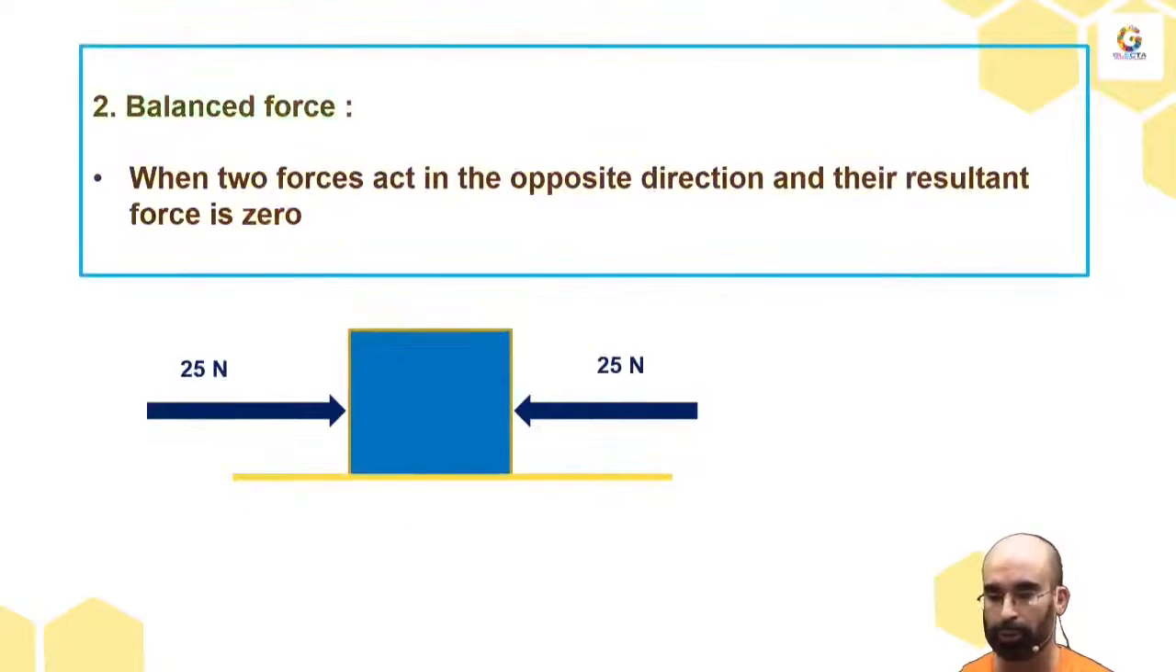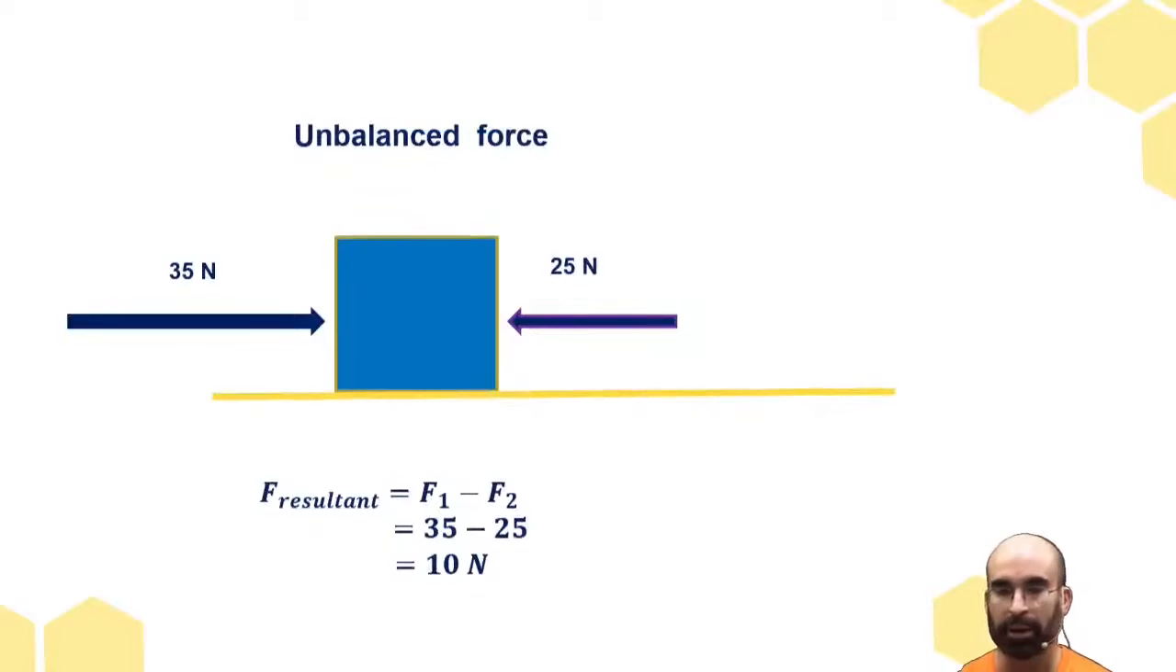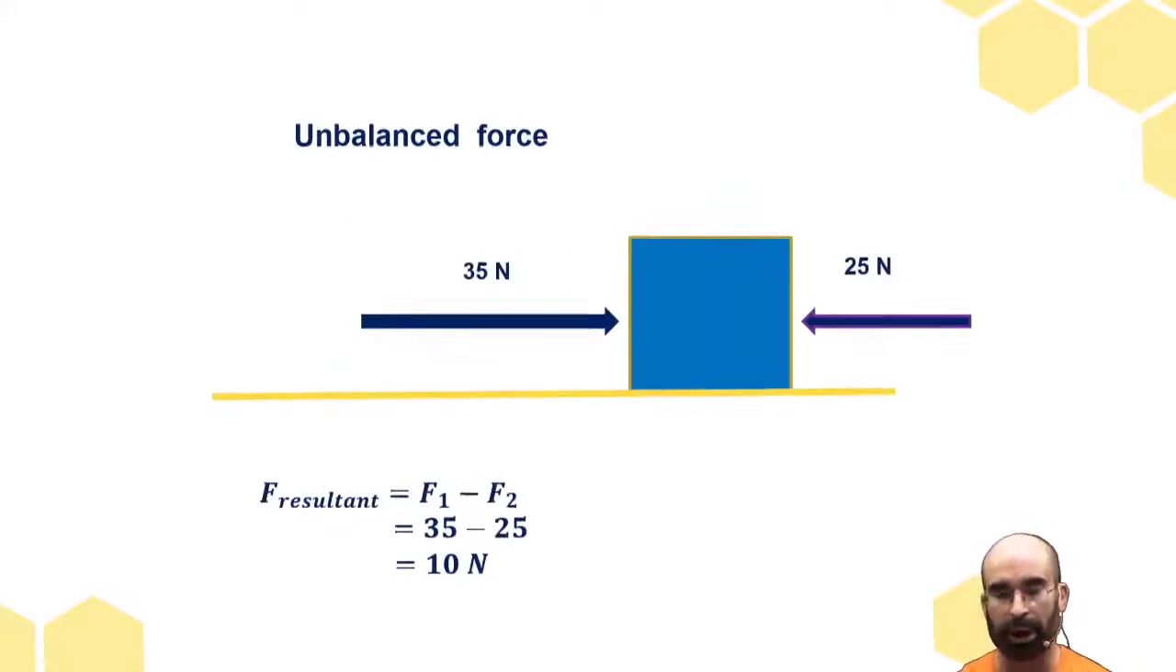Alright, now let us move to another term, that is unbalanced force. When two forces act in the opposite direction and the resultant force is not 0, the direction of the resultant force is in the direction of larger force. Here you can see the example of unbalanced force. From left hand side, 35 Newton force is acting. From right side, 25 Newton force is acting. The resultant force is equal to 35 minus 25 equal to 10 Newton.